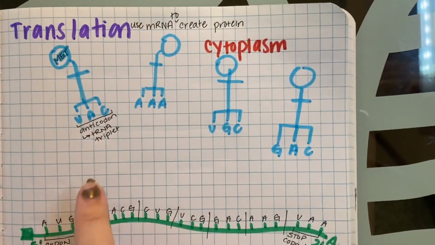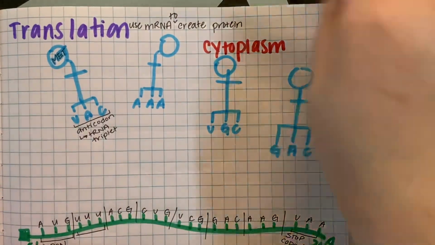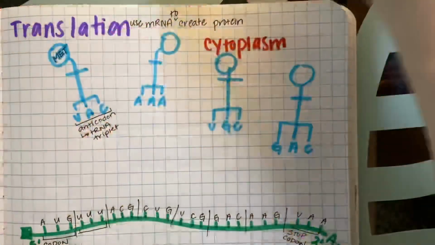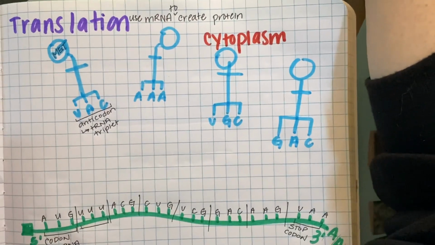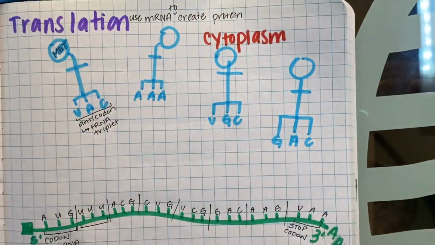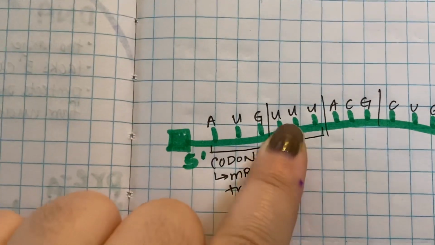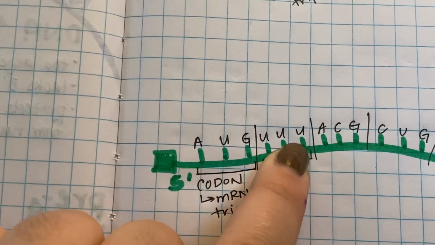Now you might be asking yourself, how do we know the amino acids? This is when you have to use what's called the codon table, or the codon wheel. Okay, so we're looking for what goes with U.